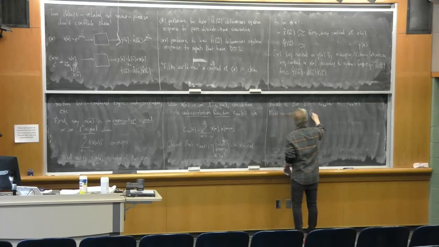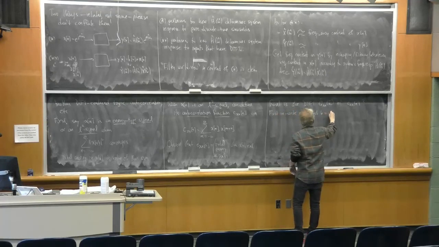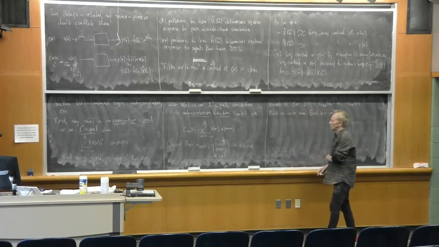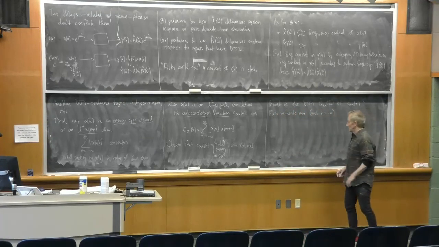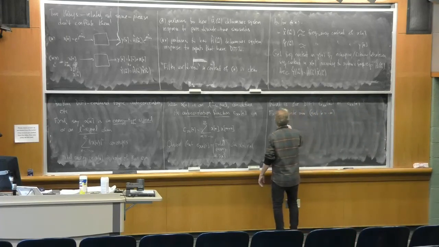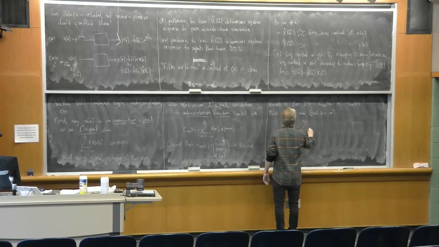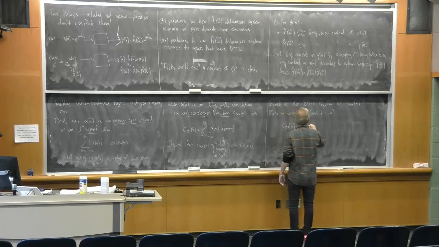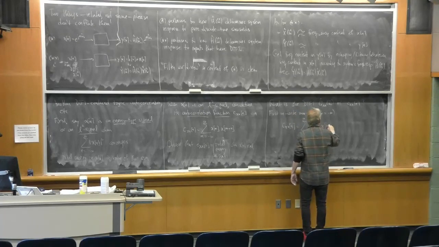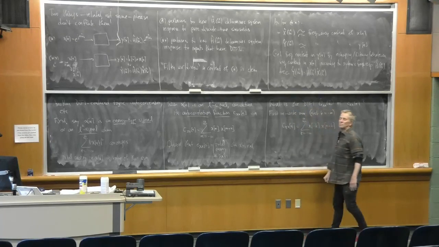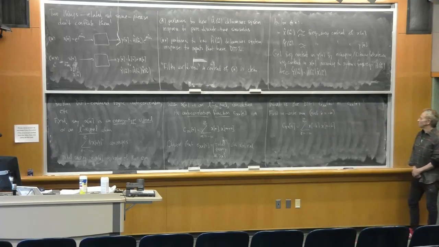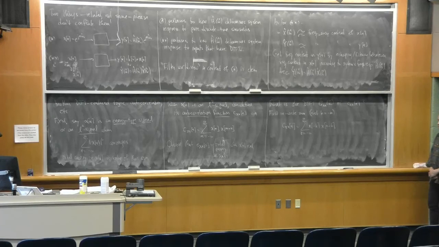And the way you do this is you set k equal to negative m. I'm just going to do an index of summation change in this sum, and you get Cxx of n is equal to the sum from k equals minus infinity to infinity of x of minus k, x of n minus k. Okay. So far, so good.